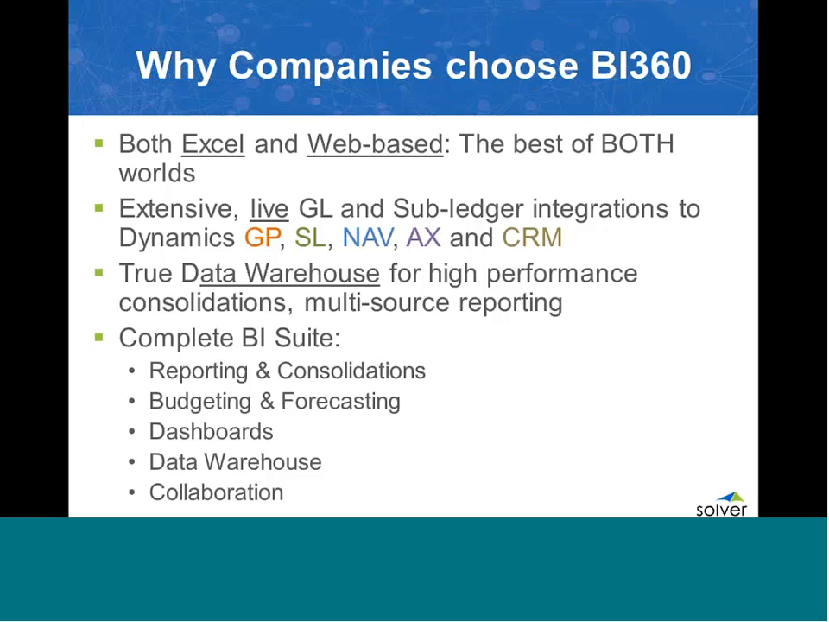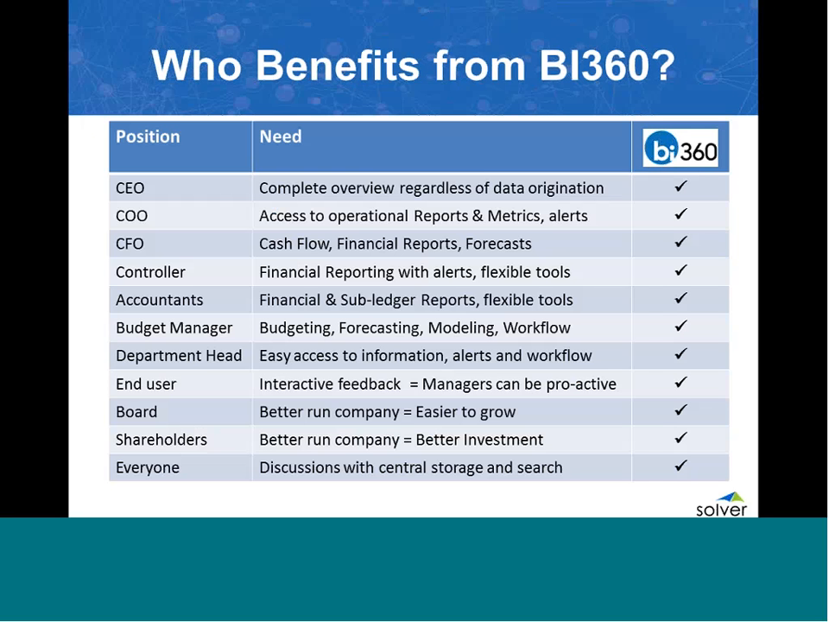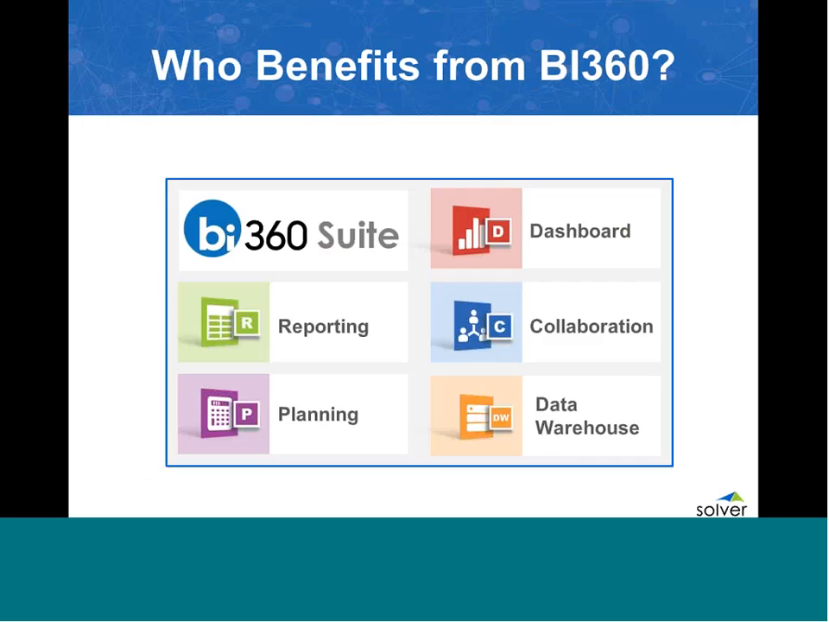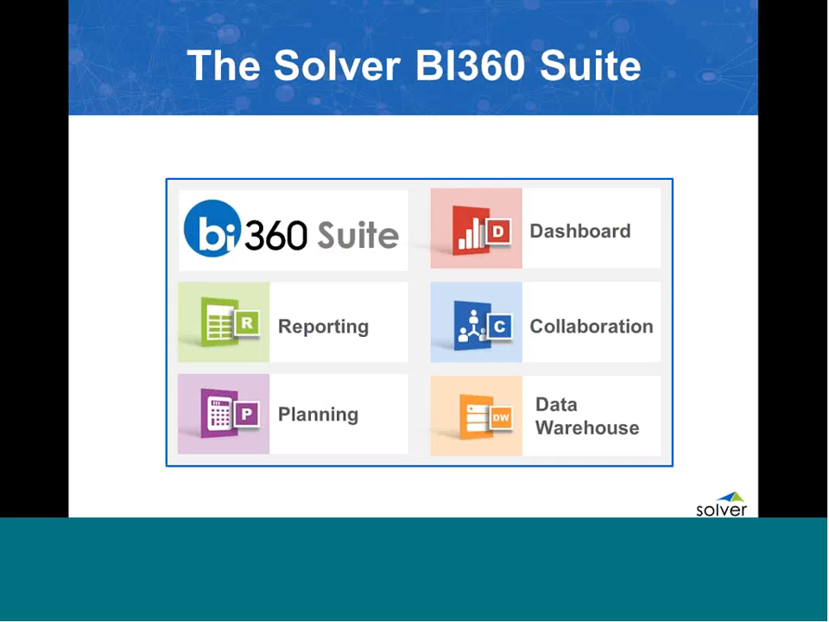Also, a unique thing with BI360 compared to most of the solutions out there is that we are a complete BI suite. So not only do you have the GL and sub-ledger reporting and consolidations, but it's also a full-blown budgeting and forecasting solution. It's a dashboard tool. It has a data warehouse, and we also have a collaboration module that allows you to communicate with your other coworkers around your reports, your variances, and so on. And that means that BI360 can satisfy the needs of a number of different constituents within the company, as you see on this list. So in summary, there are 5 modules in the product, and each one can be used by themselves.